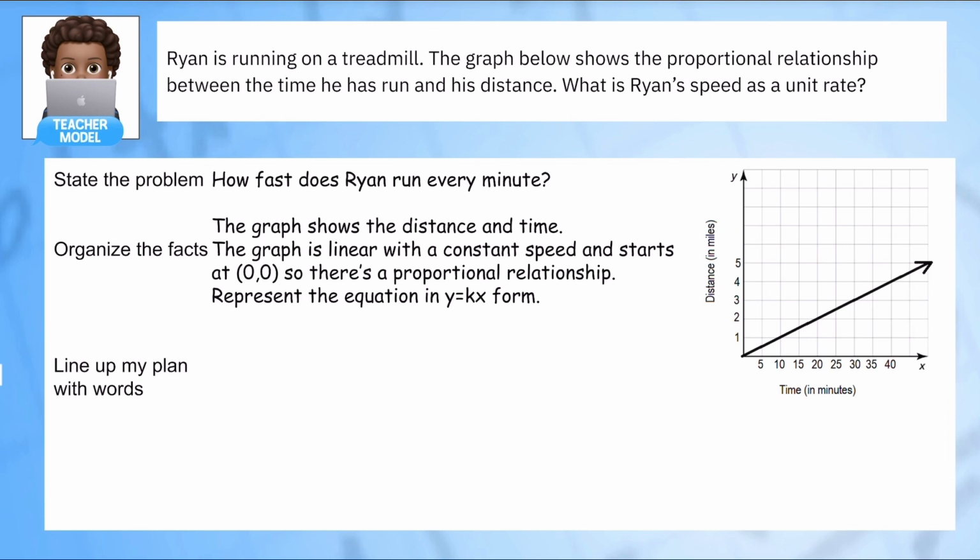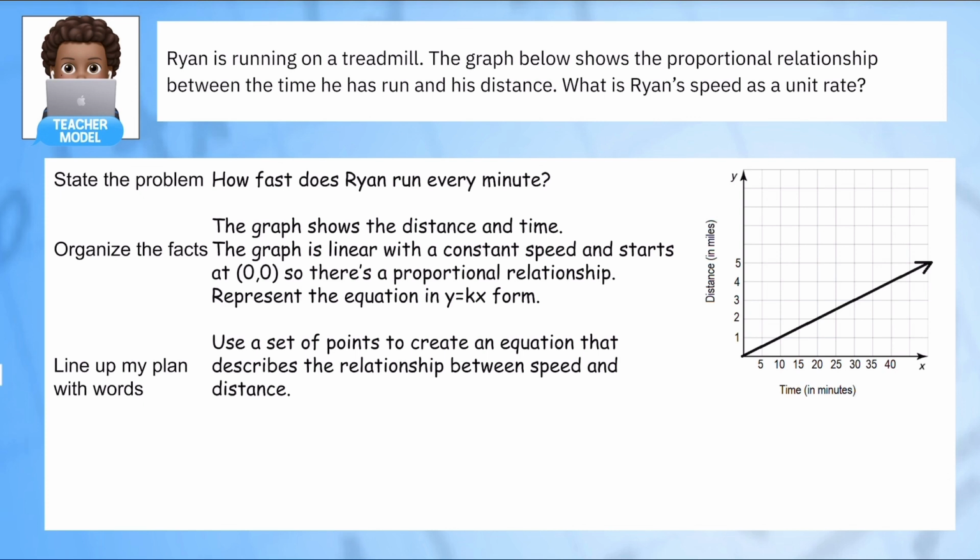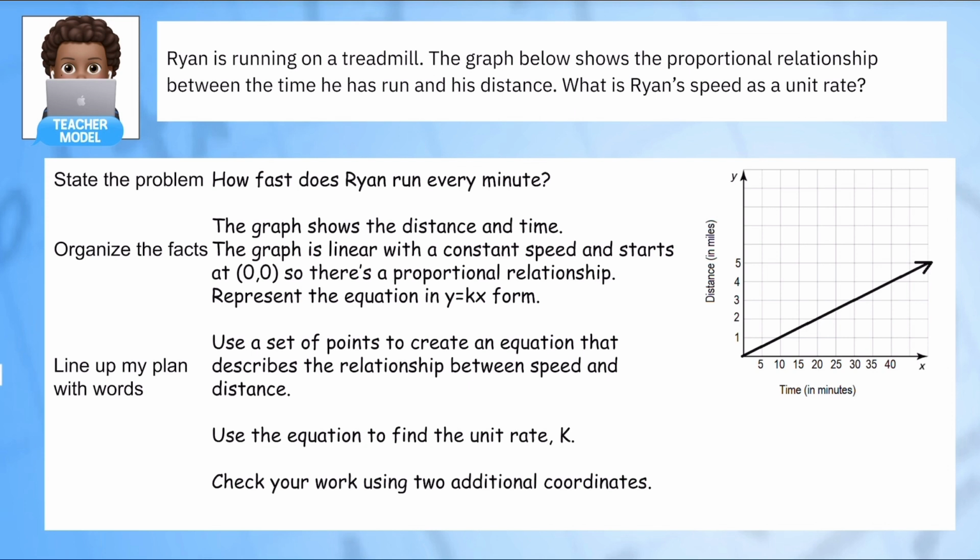And here's what it is. I'm going to use a set of points to create an equation that describes that relationship between speed and distance. And the equation I'm going to use is y equals kx. And then I'm going to use the equation to find that k, that unit rate. So I'm solving for k, and then I'm going to check my work by using 2 additional coordinates to see if I'm getting the same answers for k, if I'm getting accurate equations and solutions. Okay, so let's hit pause so you can jot this plan down, and we'll put it into action.